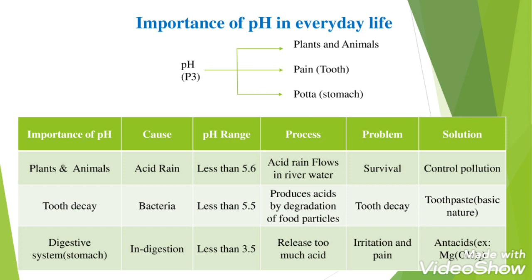Like that, you can add the digestive system. You can write the digestive system also in this way. In indigestion, the cause is that pH goes less than 3.5. Too much acid is released in the stomach, and you will get irritation and pain. For this, the solution is to use antacids. Example, magnesium hydroxide, which we call milk of magnesia. You can write a 4 marks answer easily using this table.